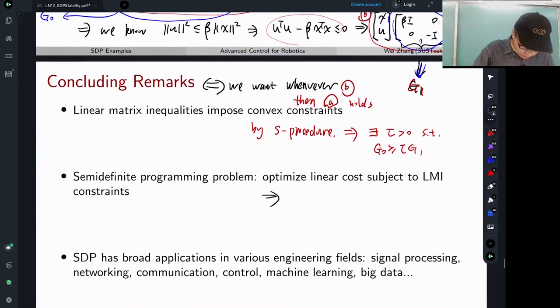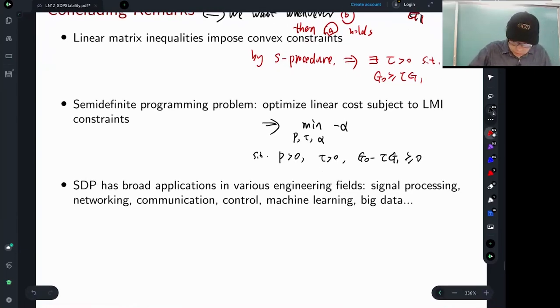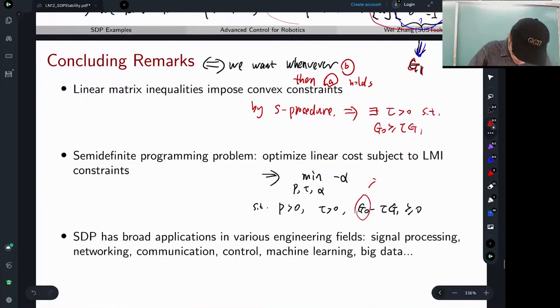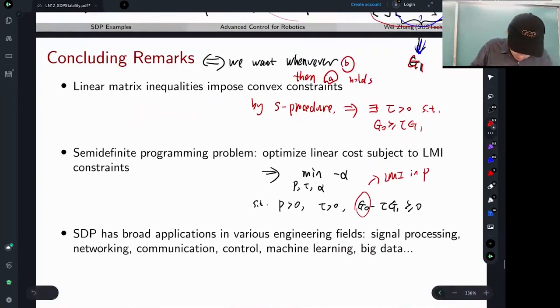That means we want to minimize negative alpha, because I want to maximize the convergence rate. The decision variables are P, and my multiplier, which is also something we don't know, tau and alpha, subject to P positive definite, tau positive, and G0 minus tau G1 negative semi-definite. If you look at this, G0 is a linear matrix inequality in P, a linear function of P.